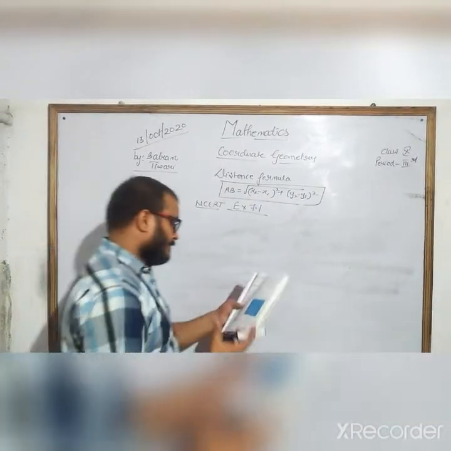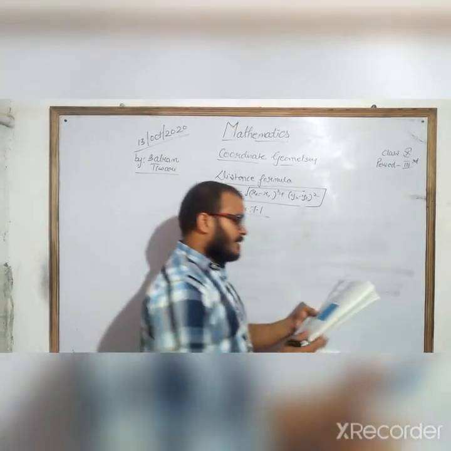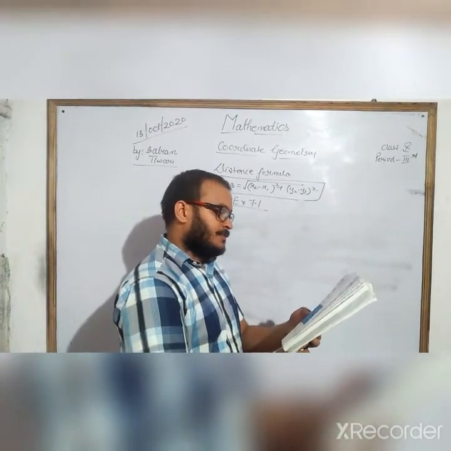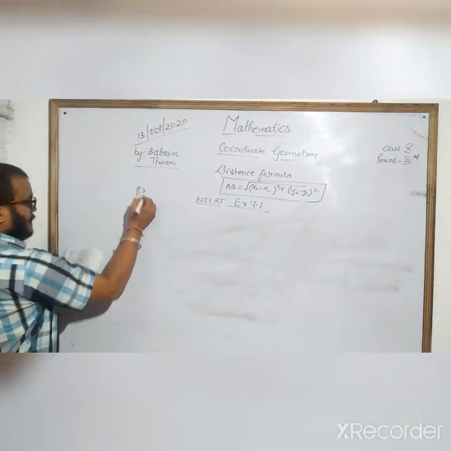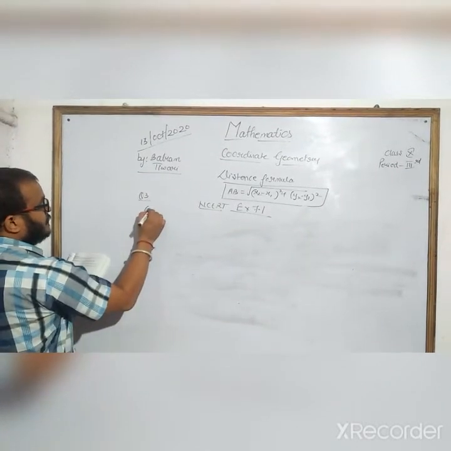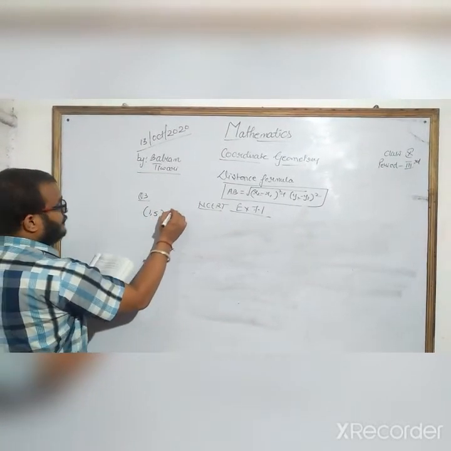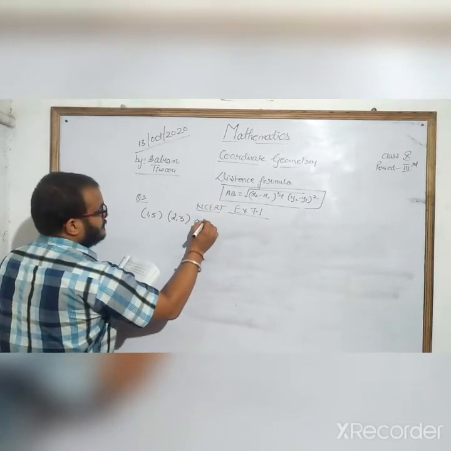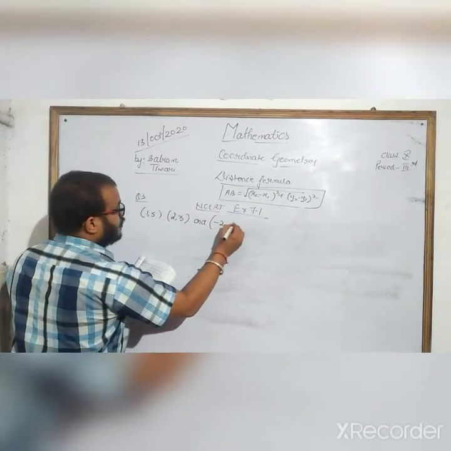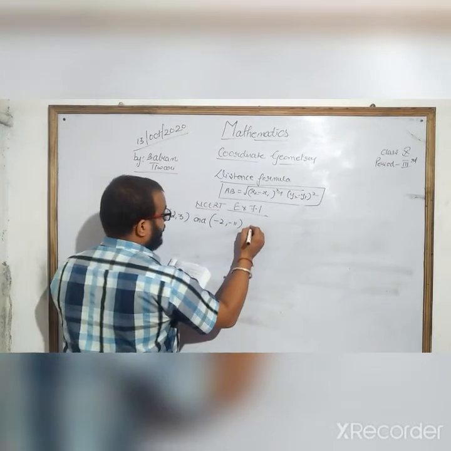Now there is one more question, question number 3. The question is whether the points (1, 5), (2, 3) and (-2, -11) are collinear.